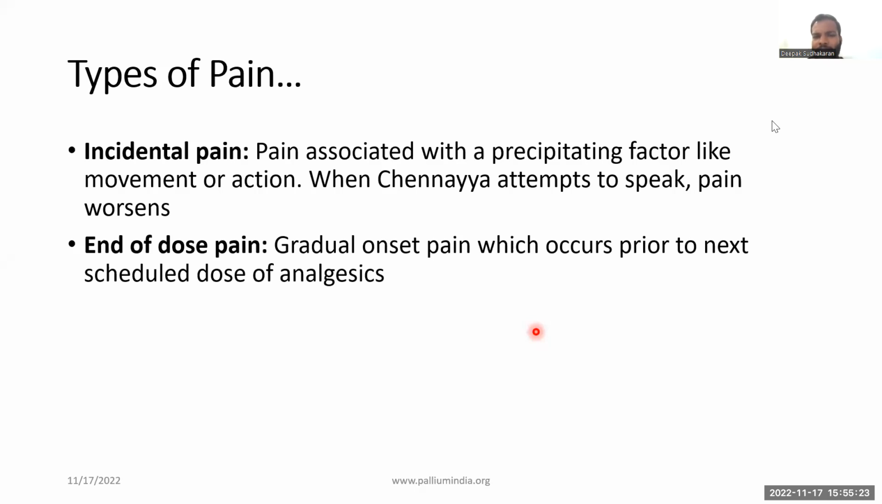And then there is an end of dose pain. Every pain medication works only for a certain number of hours, maybe 4 hours, 6 hours, 8 hours, 10 hours, 12 hours, depending on the medication. But once the duration of action of the medicine starts coming down, the pain starts coming back and the person knows that he needs to take his next dose. This is called an end of dose pain.